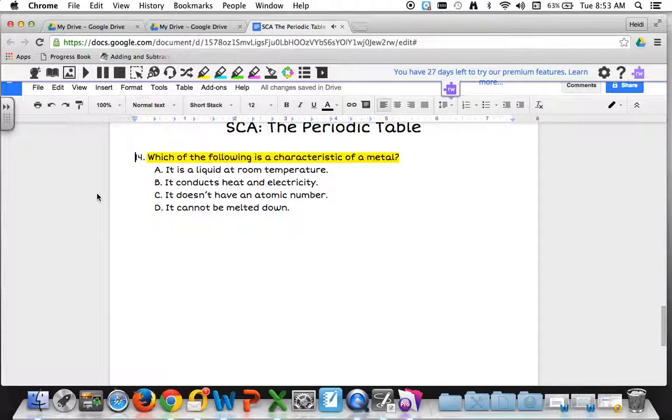14. Which of the following is a characteristic of a metal? A. It is a liquid at room temperature. B. It conducts heat and electricity. C. It doesn't have an atomic number. D. It cannot be melted down.